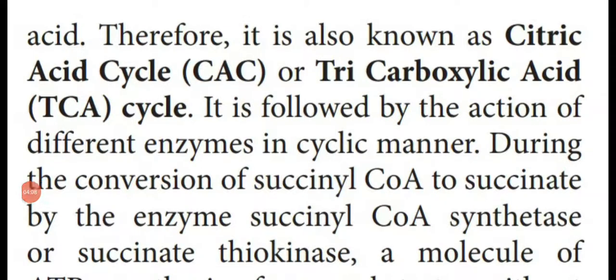In this cycle, citrate or citric acid is formed first, so this cycle is known as the citric acid cycle, that is CAC, or the TCA cycle. During the 10 steps of this series of reactions, 3 molecules of carbon dioxide are liberated, so it is known as the tricarboxylic acid cycle. Different enzymes present in the mitochondrial matrix carry out different reactions in a cyclic manner.